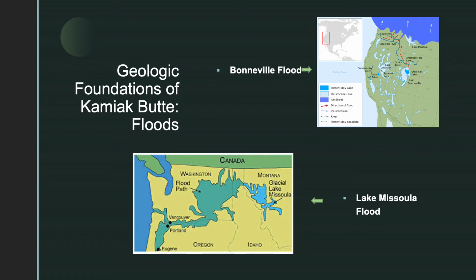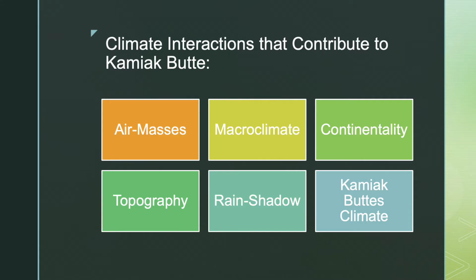After these floods surpassed, different sediment and soils deposited all over the eastern side of Washington, creating the loess soil that exists on the Palouse and Kamiak Butte. These floods had many negative effects, but also had positive effects that still exist to date. These are a few of the different climate interactions within Kamiak Butte that I will individually discuss.